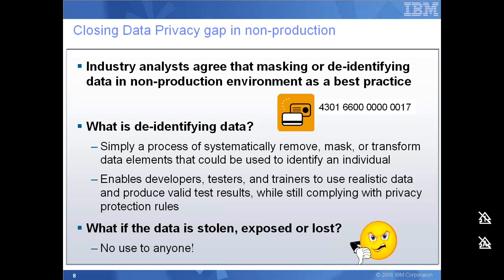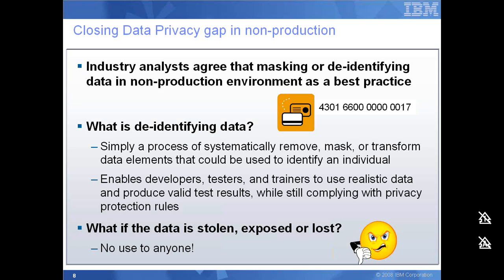And what if the data is stolen, exposed, or lost? So, if you have de-identified the production data or sensitive data, and that data is made available for general use, and someone tries to misuse it, you cannot do anything about it. The simple reason is that the data is now masked or it is transformed beyond potential misuse. So no one can probably misuse that data.